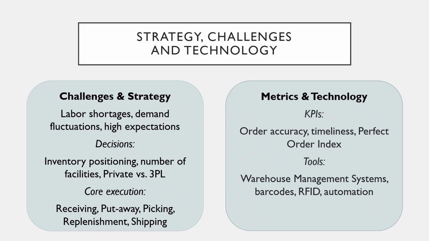Success is tracked with KPIs such as order accuracy, timelines, and the perfect order index. And finally, all of this is supported by technology: warehouse management systems, barcodes, RFID, and automation.